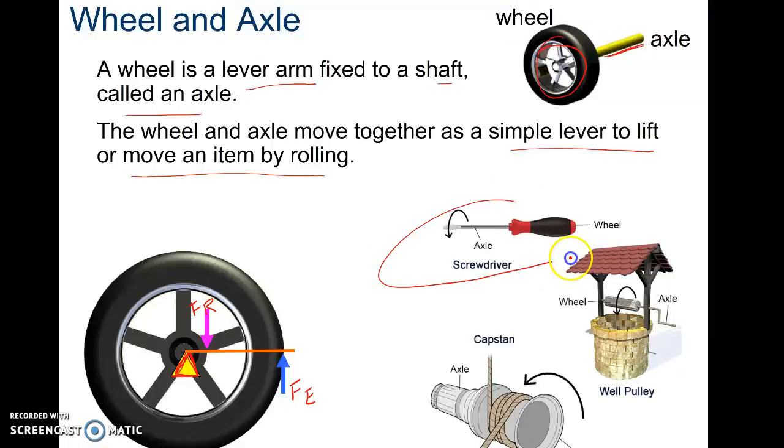There are different types of examples of a wheel and an axle. A screwdriver is one example that we typically don't really think about, but when you look at it head on, you can see how that would be a wheel and axle. A well pulley system would be another example. Here would be the axle, and this would be the wheel. And the same thing for a capstan.